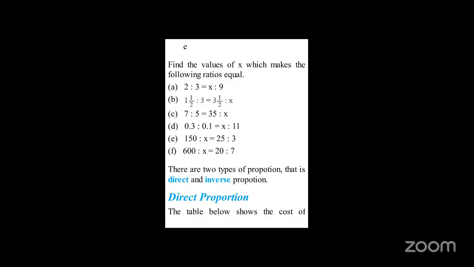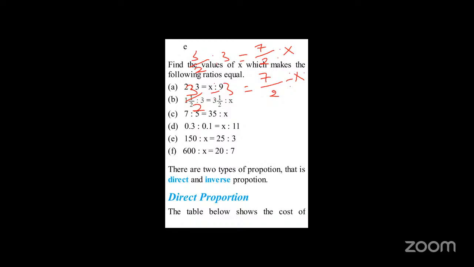So in this case, what happens? Hii yenye iko na mixed fraction, we change it to improper fraction. So hii itakuwa ni 3/2 ratio 3 is equals to 7/2 ratio x. So this is the same as when you write it as a fraction, hii itakuwa ni 3/2 divide by 3 is equals to 7/2 divide by x.